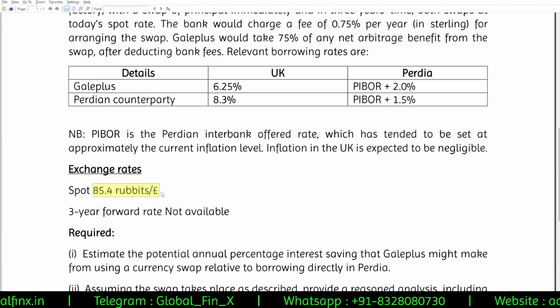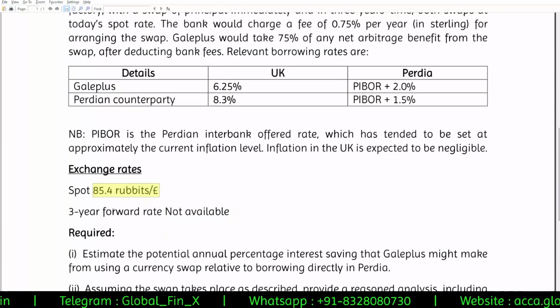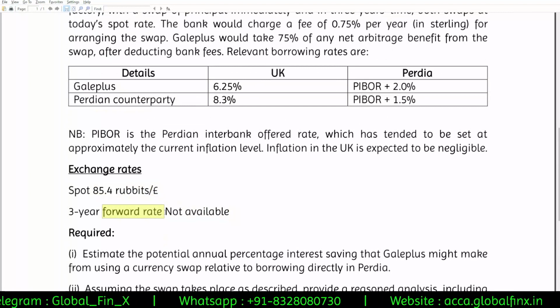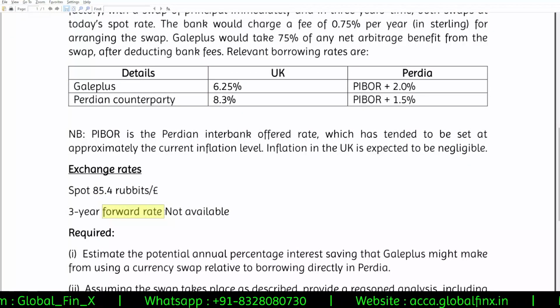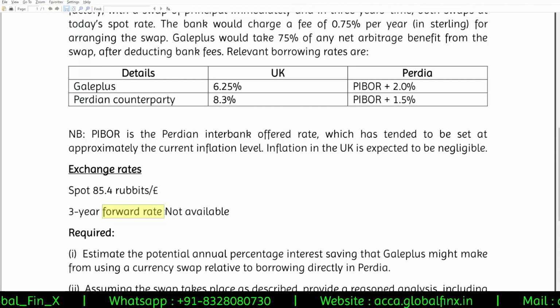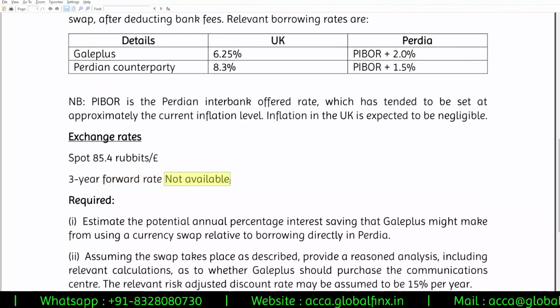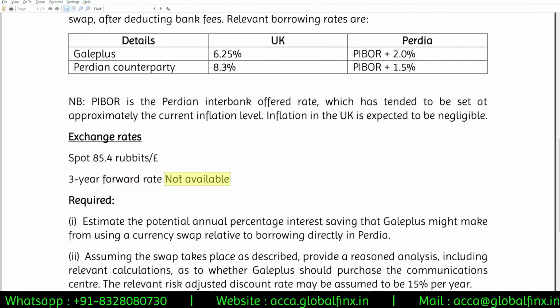That will be based on the future spot rate, which we can consider using the forward rate, because we don't know what will be the future spot rate as on the date of expiry. So we'll take the forward rate that is available for the NPV calculation. But here they are saying the future forward rate for 3 years is not available. So how do we do that, sir?